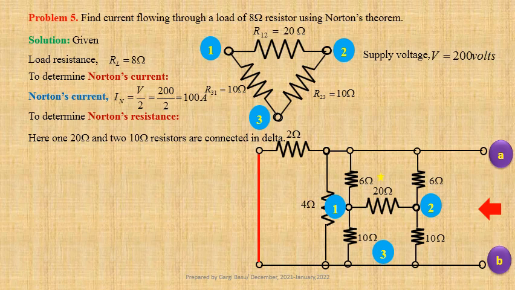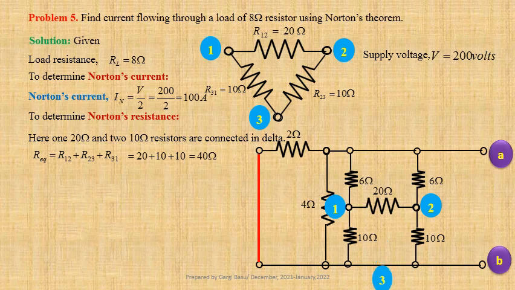Let us calculate Req equals R12 plus R23 plus R31. Using values we get 20 plus 10 plus 10 equals 40 ohm. We know that R1 equals R31 into R12 divided by Req. Using values we get 10 into 20 divided by 40 equals 5 ohm.